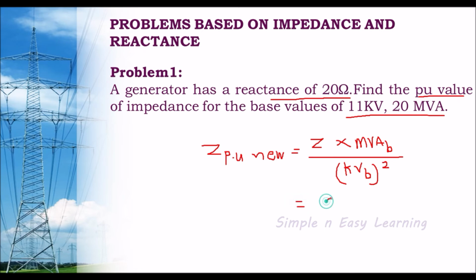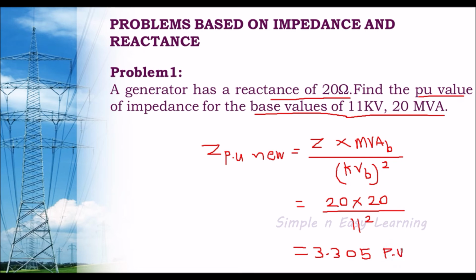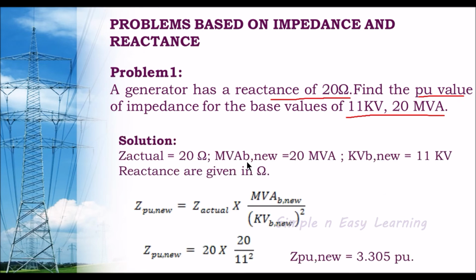Z is given as 20, into the MVA base, and the base values of 11 kV and 20 MVA are given. So this is 20 divided by 11 the whole square. If you substitute, you will get about 3.305. There is no unit, so you can simply represent it as per unit. So this is the answer, a simple step with direct substitution. You will directly get 3.305 per unit.